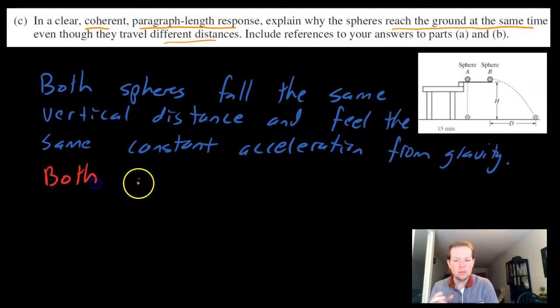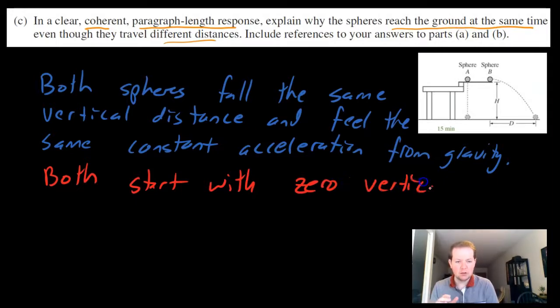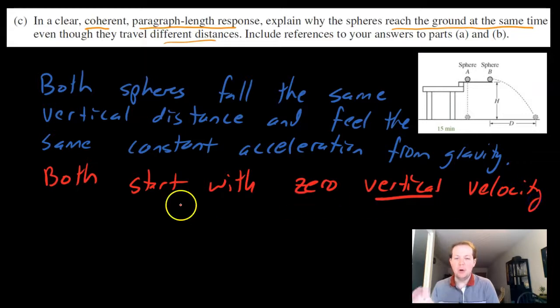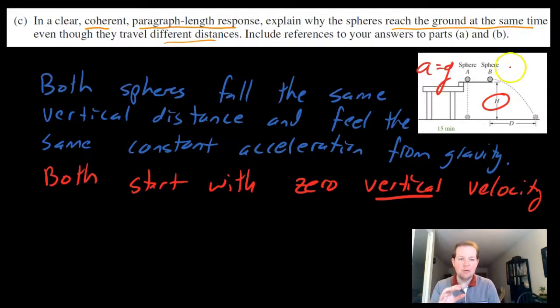Both start with 0 vertical velocity. Both start with 0 vertical velocity. Okay, so they have the same height, the same h. They have the same acceleration. They both have v naught y equal to 0. Is that enough? Can I think of an equation?